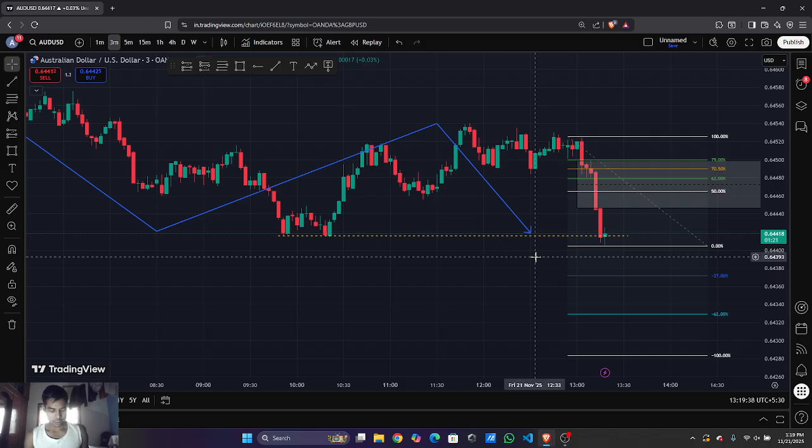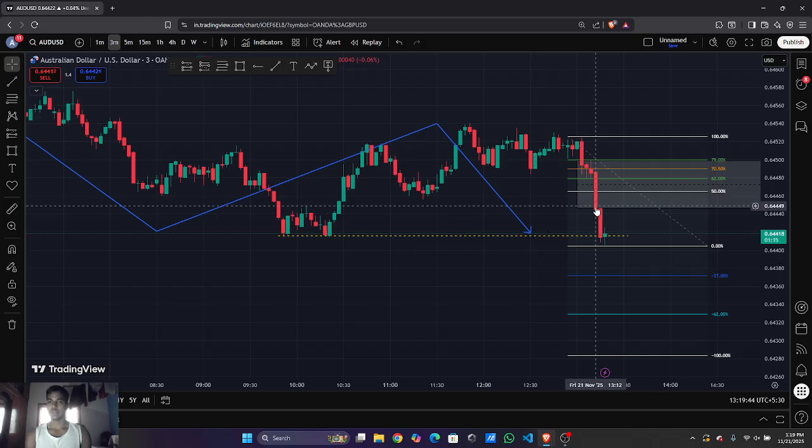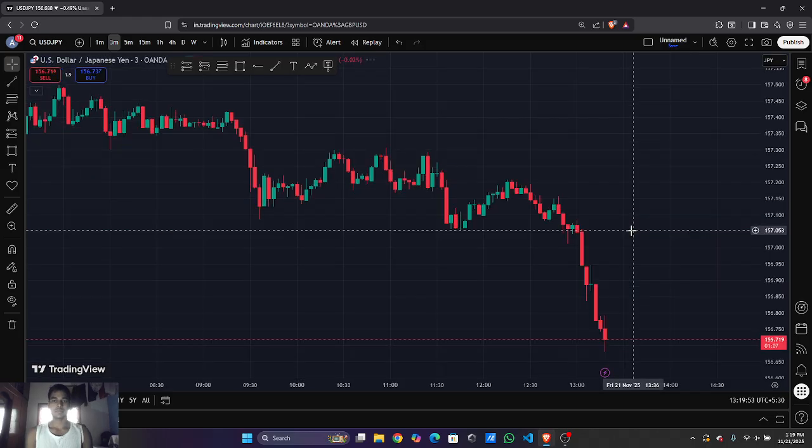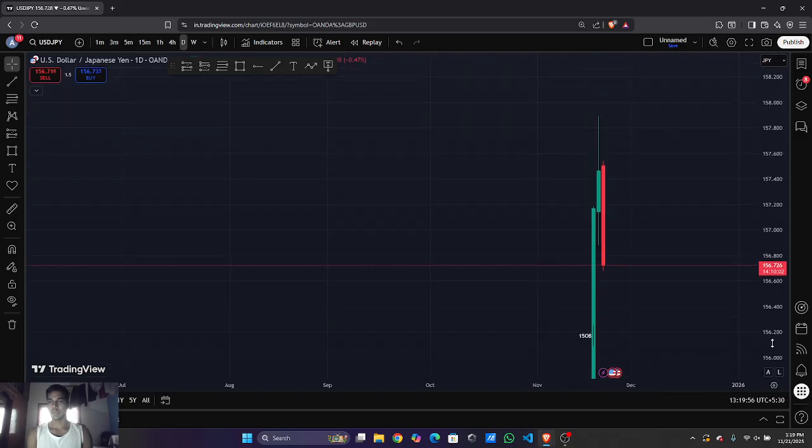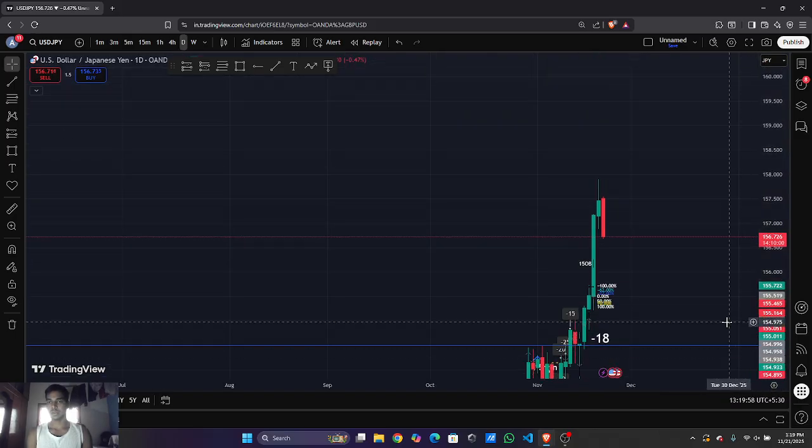We need a 5-minute FVG retest plus 1-minute break of structure. So this 5-minute fair value gap, if it comes in this FVG and gives a 1-minute break of structure, we will sell AUD. JPY, it is in daily FVG.